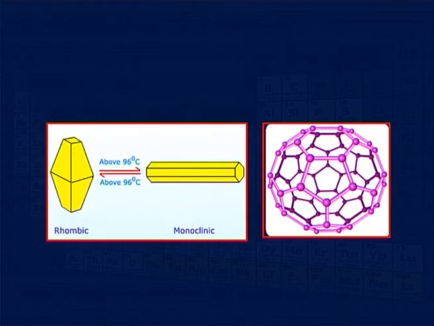This is the presentation of rhombic sulfur and monoclinic sulfur, and on the right side is the structure of fullerene, which has a specific pattern of arrangement of pentagonal and hexagonal rings. In the front part of it, you will find a pentagonal ring surrounded by hexagonal rings all around. So, this is the structure of fullerene. It will be discussed in detail at a later stage.